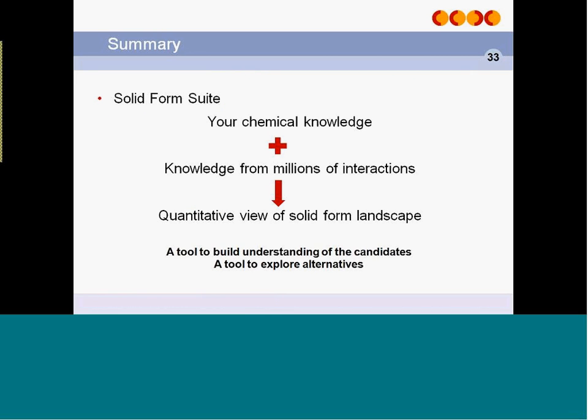Okay, so hopefully I've shown you how the tool works, how easy it is to go through the calculations and how you're guided through those steps. And I've shown you the type of information that you can get from the tool. And I really just want to stress that the tool is really designed to sit alongside your chemical knowledge, the knowledge that you have already about the compounds, and sit alongside the experimental knowledge that you build up. We're just adding to that with our database of millions of interactions and the ability that we have through our algorithms to crunch the numbers.